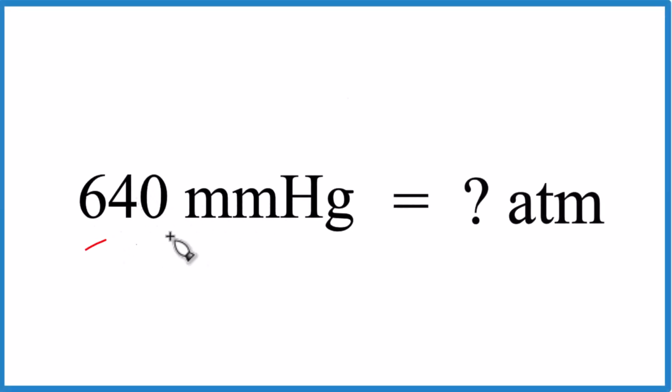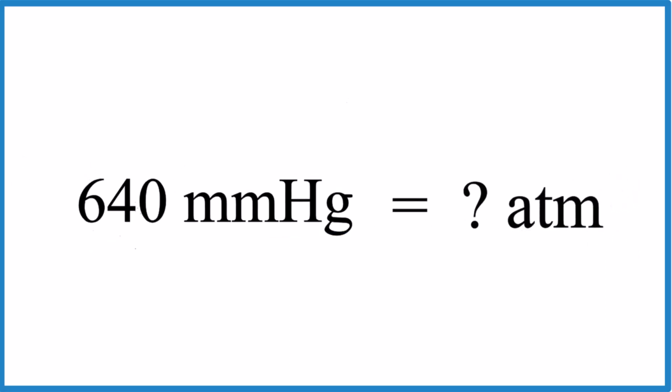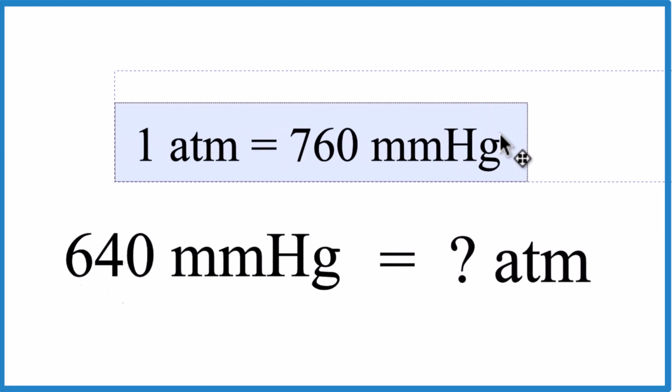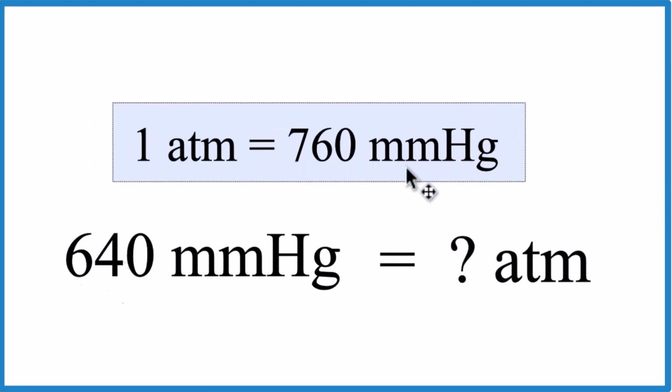Let's convert 640 millimeters of mercury to atmospheres. Here's how you do it. So you need to memorize that 1 atmosphere is 760 millimeters of mercury, or you could look it up. What that means is when we convert 640 millimeters of mercury to atmospheres, we'll use this conversion factor.